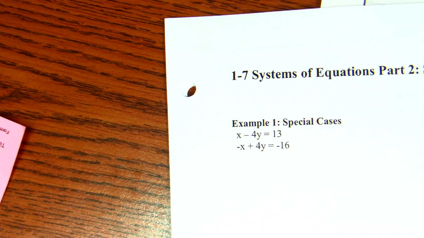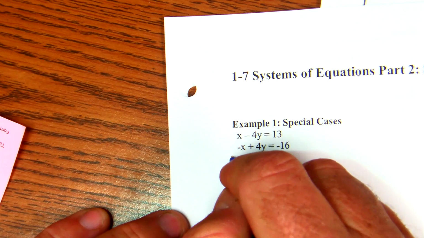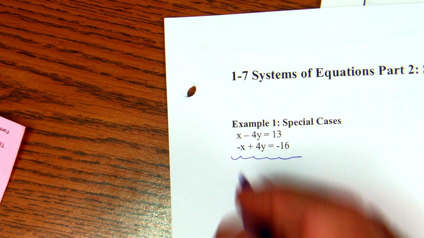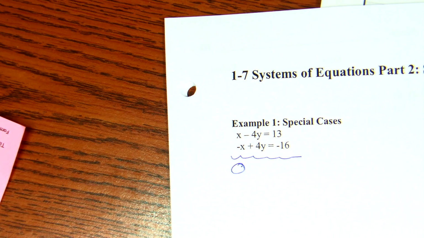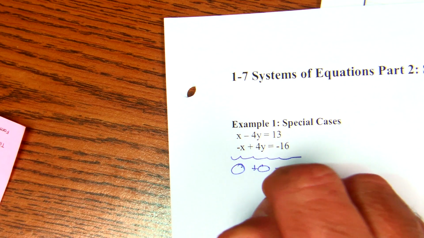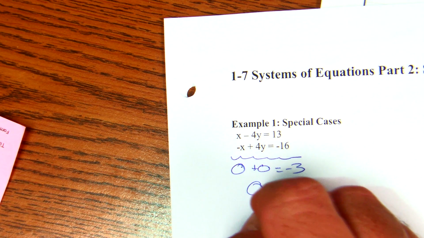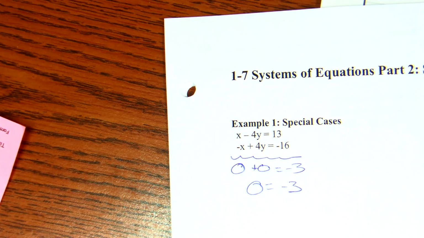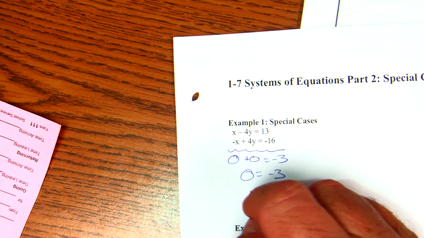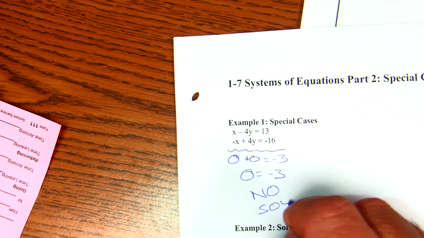x minus 4y equals 13, negative x plus 4y equals negative 16. Is that set up really nice for elimination? Yes, so when I add straight down, what's x minus x going to do to each other? What's negative 4y plus 4y going to do to each other? And 13 minus 16 is negative 3. If I add 0 to 0, I still add 0. Could 0 ever be equal to negative 3? No. So when you have two different constants, when you're done with the process, you have yourself no solution.